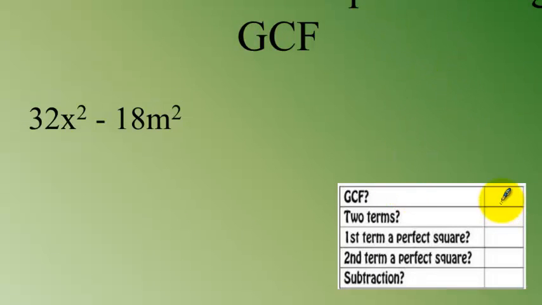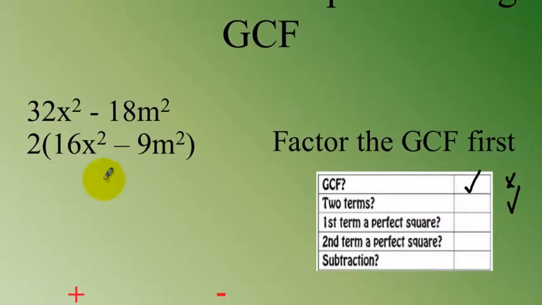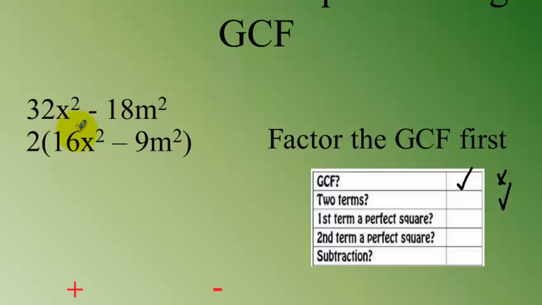Do we have a GCF? Yes, we do. We can factor out 2. So we'll have 2 times 16x squared minus 9m squared. Let's check if the expression inside the parentheses will be a DOS. Do we have a GCF here? Okay, none. Do we have two terms? Yes, we do. Is the first term a perfect square?